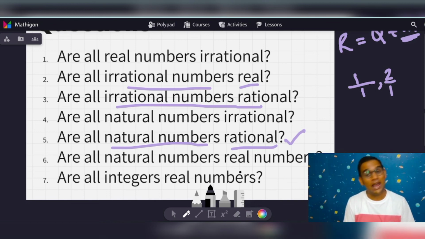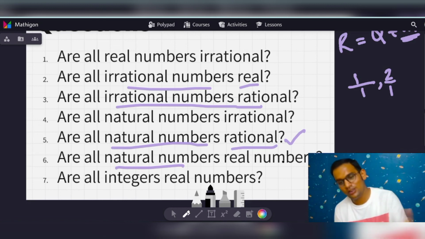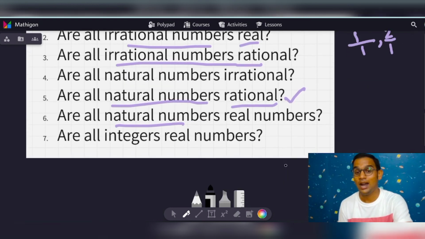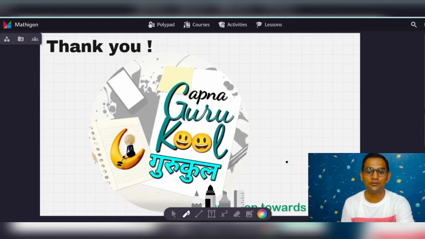Next question. Are all natural numbers real numbers? Absolutely yes, because all natural numbers are rational, and all rational numbers are real numbers. So obviously, all natural numbers are real numbers. Now, final question. Are all integers real numbers? Absolutely yes, because all integers are rational numbers, which we saw in the previous video itself. Since all rational numbers are real numbers, all integers are also real numbers. I hope this clarifies everything about this number system.